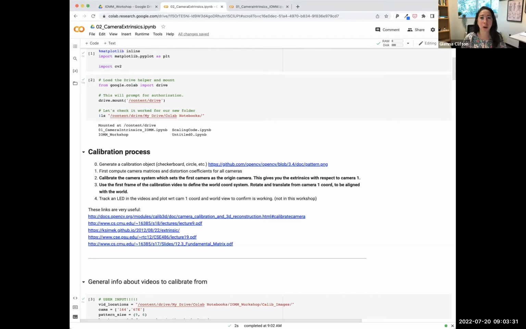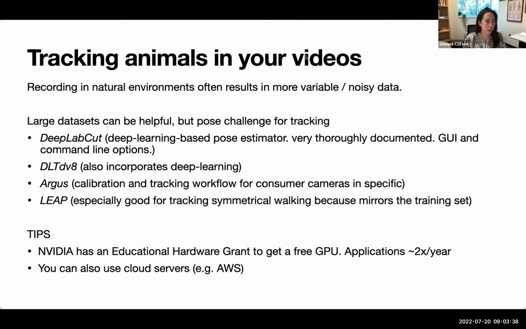Yes, and then the last thing I forgot, sorry, I knew I was going to forget to mention: once you have your camera system calibrated, you then want to track your animals, which can be hard in natural environments because you usually need really large data sets. Using deep learning trackers can help a lot here. The main one is DeepLabCut, but there are others that use deep learning, including DLT, DV8, Argus, LEAP. Setting these up can be kind of challenging, but these are very well documented.